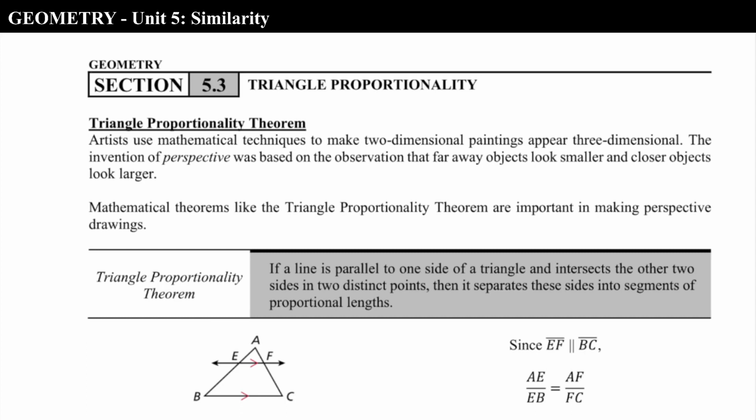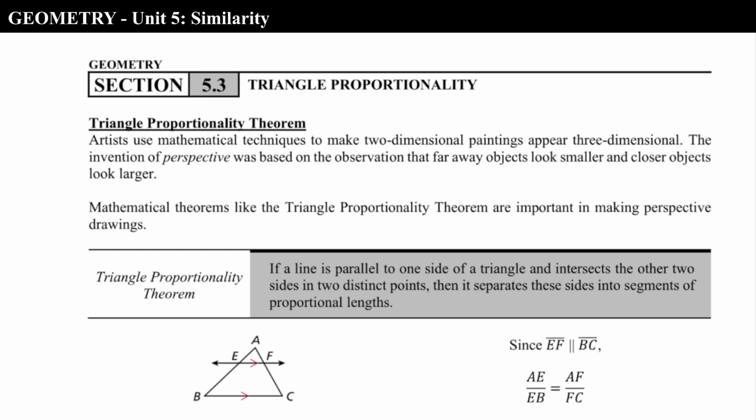So here we're going to be talking a little bit about things that you see in the field of artistry. Artists use mathematical techniques to make two-dimensional paintings appear three-dimensional. We're talking about perspective. Perspective is based on the observation that faraway objects look smaller and closer objects look larger. But in order to get perspective correct, we have to use a little bit of math and make sure that our ratios and our proportions are correct. So we have the triangle proportionality theorem to help us with that.